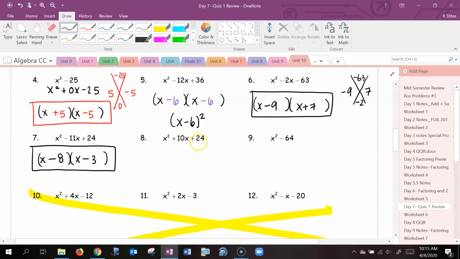This one, look, it's still a 24. Multiplying to 24, adding to a positive this time. So both of your numbers will be positive. This will be 6 and 4, because 6 plus 4 is 10.